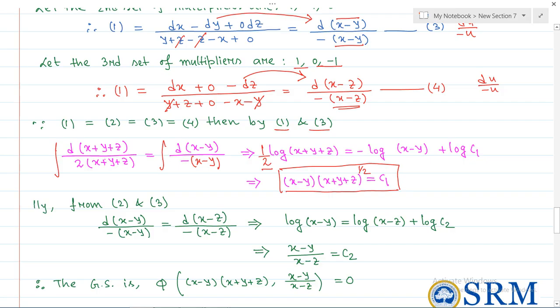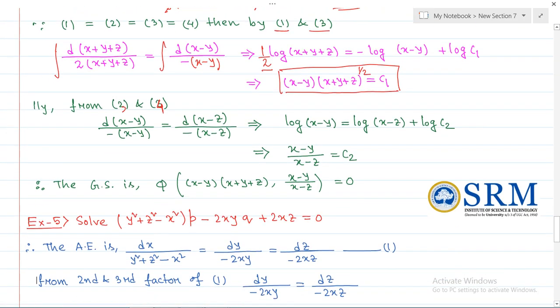Similarly, you can take any other two factors. You can take 3, 4, you can take 1, 4, you can take 1 or 3, any other factors. So I am taking 3 and 4. If I take 3 and 4, what are the terms I am having? D of x minus y by minus of x minus y equals d of x minus z by minus of x minus z. So simply if I integrate these two terms, this minus sign automatically gets cancelled out from both sides.